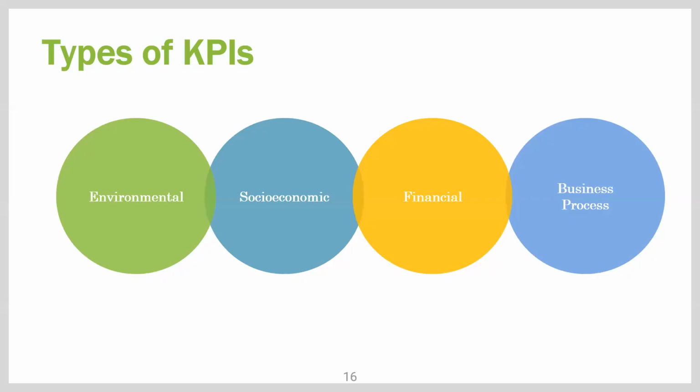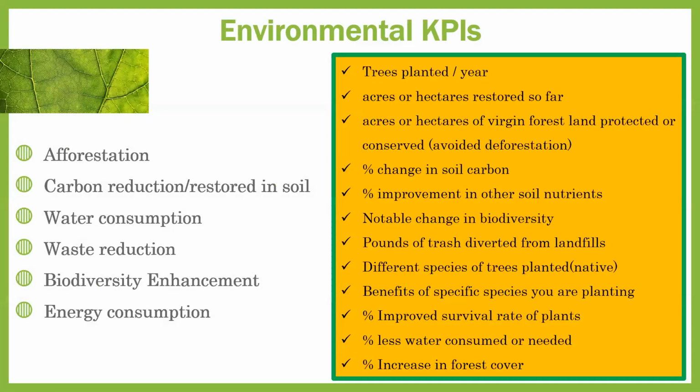These are largely the broader KPIs you should be looking for, which are related to the environmental, socioeconomic, financial, and business processes. So when we talk about the environmental KPIs, it can be anything. Say it can be waste reduction, or water consumption, or biodiversity enhancement, or related to afforestation, restoring the soil carbon, or related to energy consumption. On the right side, there are certain key indicators which you should look forward to, and you can add your indicators to this brief list.